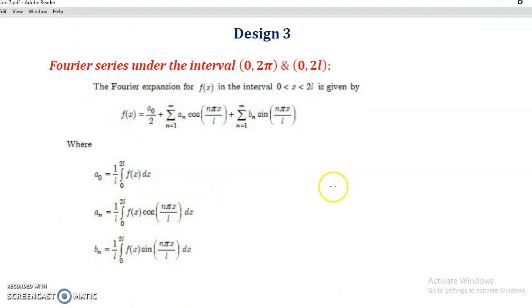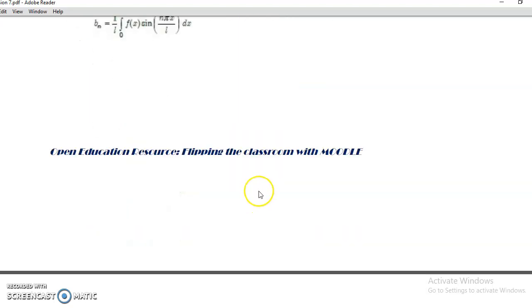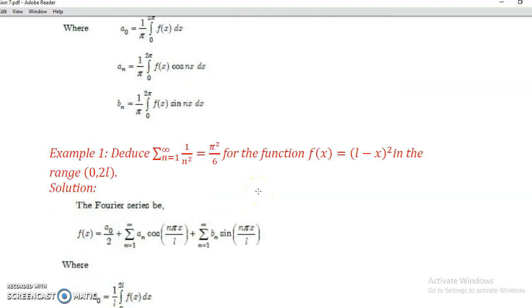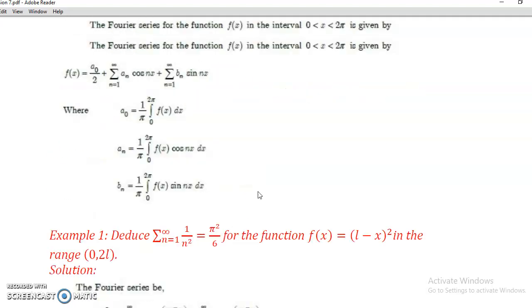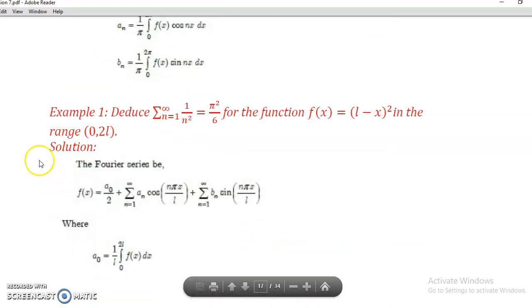Formulas are here. The main concept for the Fourier series is that you must be strong in Bernoulli's formula, because all the formulas are very similar. They are connected to each other. Now you can see the first question. Before that, for 0 to 2 pi, the formula is here: cos nx, sin nx, an, bn, summation n varies from 1 to infinity. As usual, for these three Fourier coefficients, the formula is here. So this is the first question.